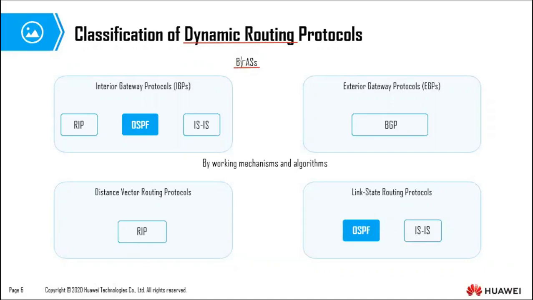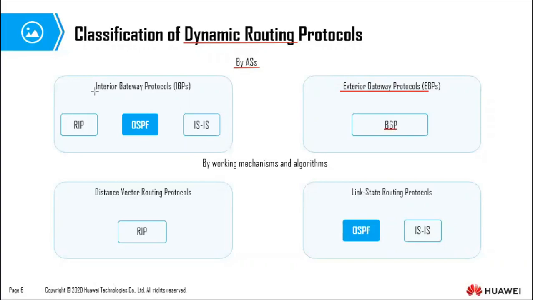So we have dynamic routing protocols that are used to interconnect autonomous systems. Those are called exterior gateway protocols, EGPs, because they are used to import external routes from other autonomous systems. That's why they're called exterior gateway protocols. One example is BGP, Border Gateway Protocol.